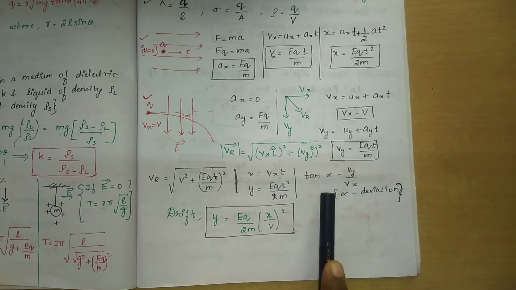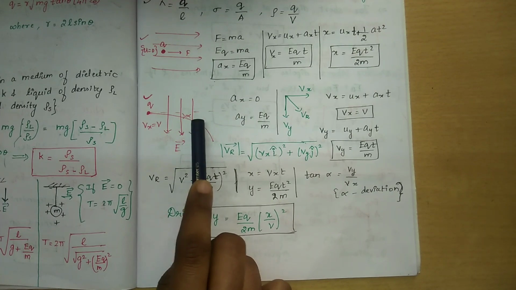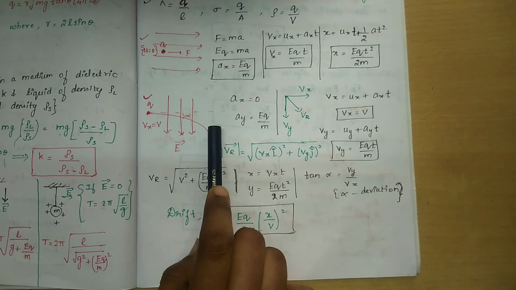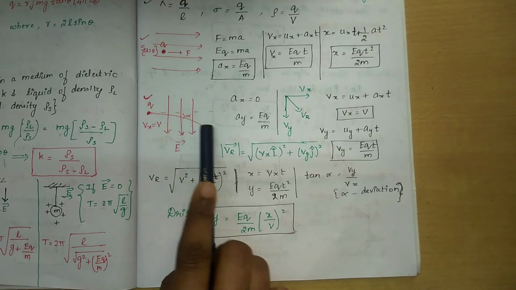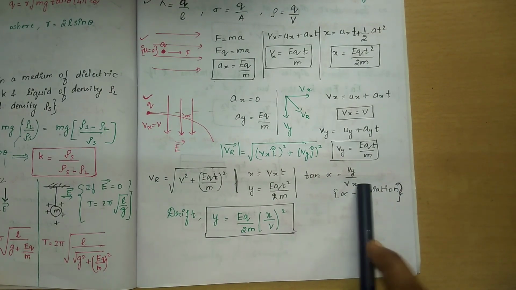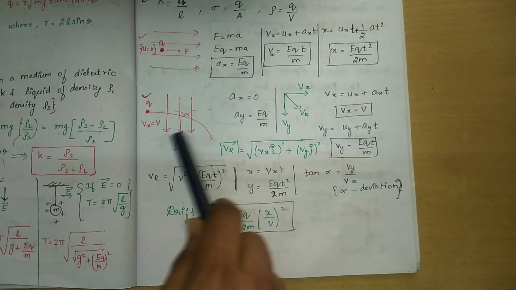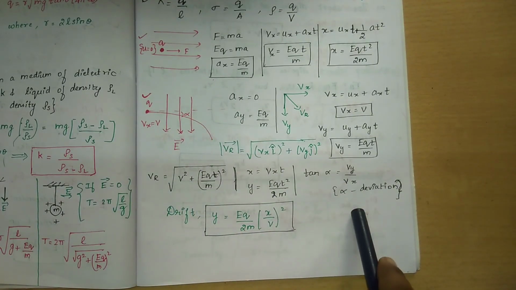Then tan alpha. What is the alpha value? This is the deviation angle. This is the straight path which has to be followed, but it has drifted likewise. So what is the angle? You should divide vy divided by vx. If you go for this, you will get vy divided by vx.